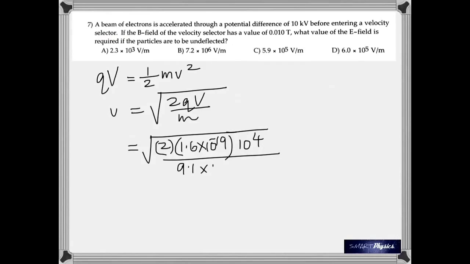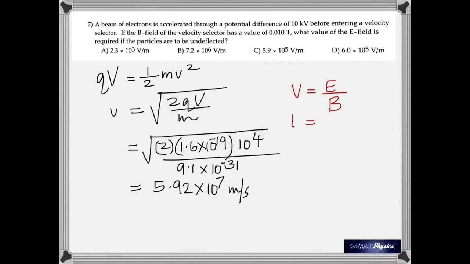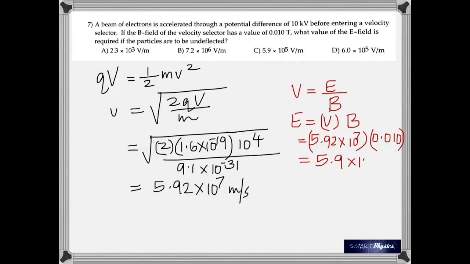Yeah, the voltage is 10 kilovolts. That's why it's 10 to the 4, which is 10,000. And once you get the velocity, notice that it's a real high velocity. For a velocity selector, it's the ratio. Velocity is the ratio of the electric field to the magnetic field. So to find the strength of the electric field, multiply the velocity with the strength of the magnetic field. That gives 5.9 times 10 to the 5 volt per meter.